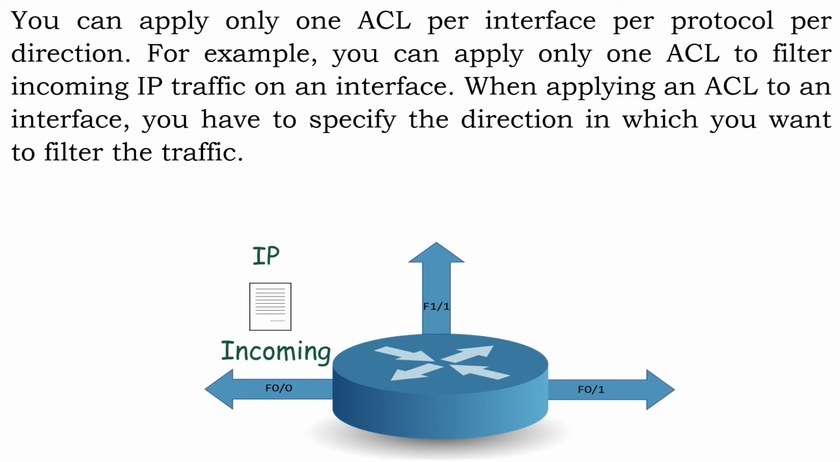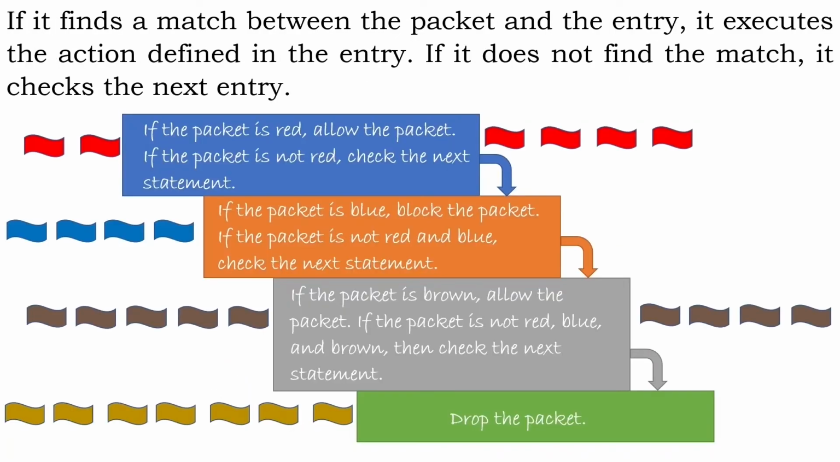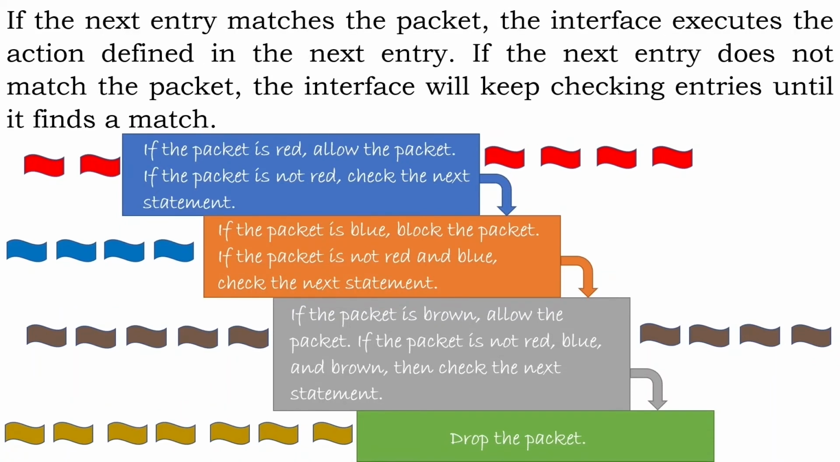When applying an ACL to an interface, you have to specify the direction in which you want to filter the traffic. Once an ACL is applied to an interface, the interface processes all packets through the ACL. For each packet, it checks all ACL entries from top to bottom until it finds a match. If it finds a match between the packet and the entry, it executes the action defined in the entry. If it does not find the match, it checks the next entry. If the next entry matches the packet, the interface executes the action defined in the next entry. If the next entry does not match the packet, the interface will keep checking entries until it finds a match.